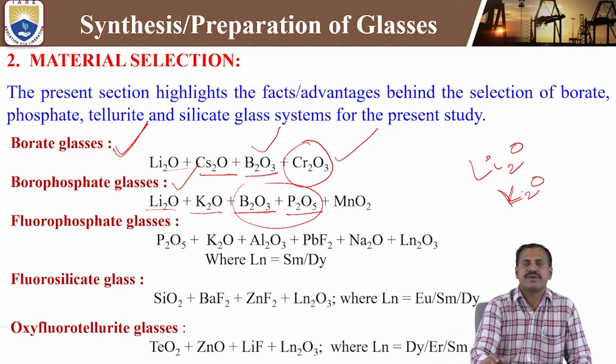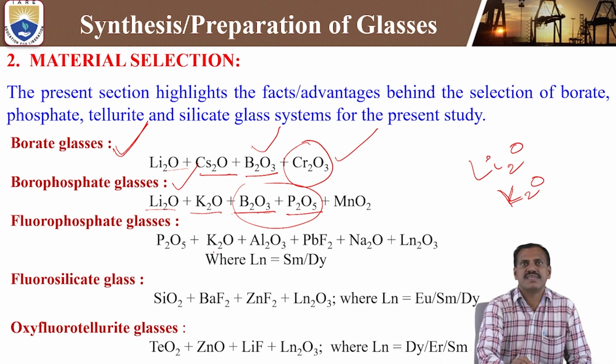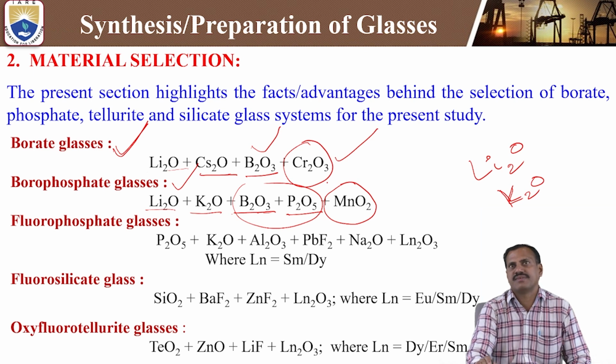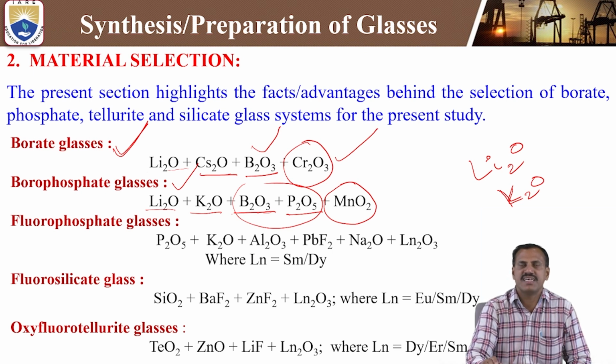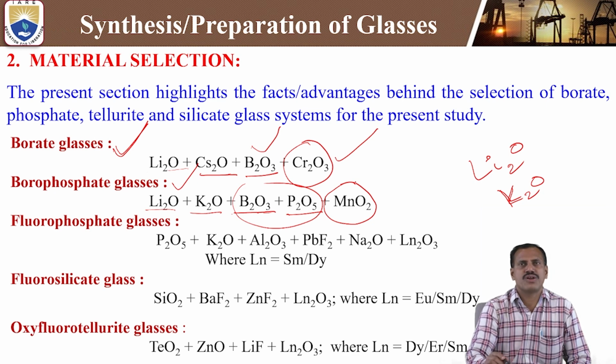So in borophosphate glasses, the glass formers are boron and phosphate. At the same time you are adding glass modifiers as lithium oxide and potassium oxide. Here the dopant is manganese dioxide. Manganese dioxide is added at a low concentration. You are taking around 1 to 10 mole percentage of the composition only. The rest remains.